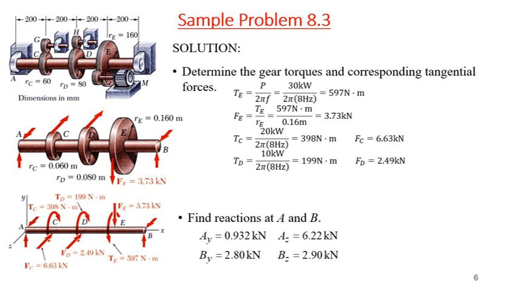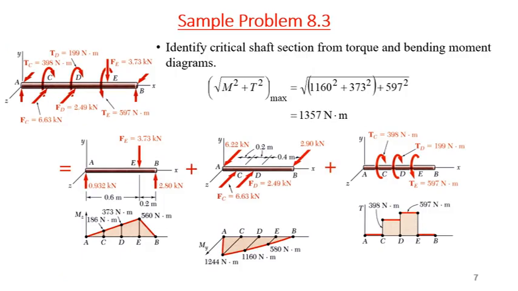Okay, now we will find the bending moment and the shear force, the bending moment and torque diagram. We know the reaction Z and Y forces, we know the torque, and we have to find the maximum of the square root of M squared plus T squared. How will we find it?